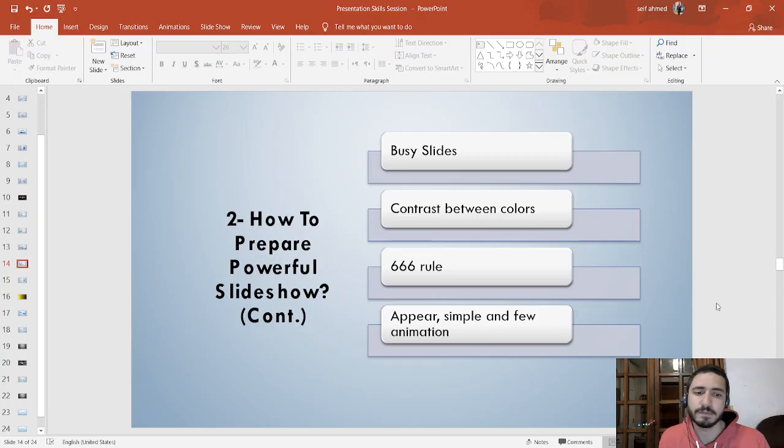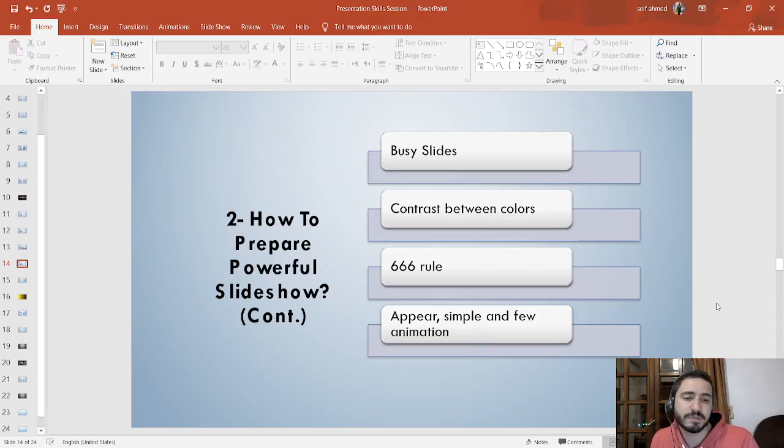There is a rule called the 666 rule, and it's designed especially for bullet points, which means that you shall not use more than 6 words in a bullet point, you shall not use more than 6 bullet points in one slide, and you shall not use 6 slides in a row with bullet points inside.